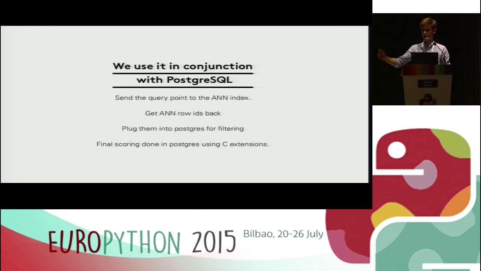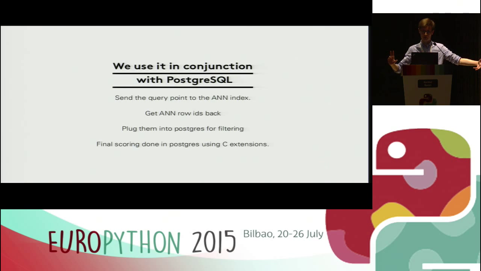So we send a query point there, and what it gives us back is the product IDs, or the image IDs you are going to be interested in. So we get these IDs back, and then we push them to Postgres and go, dear Postgres, here are the IDs, please apply the following business rules, so all the filtering, all your WHERE statements, and so on and so forth. And then do final distance calculations also in Postgres using C extensions.